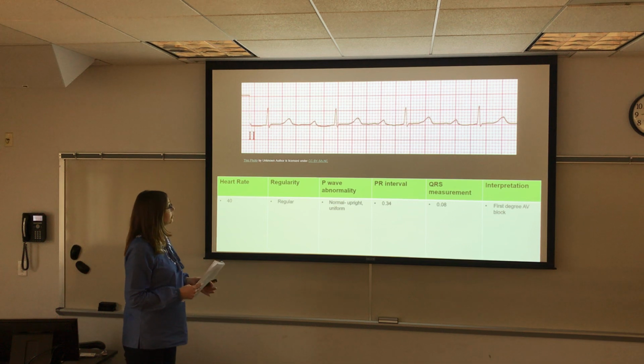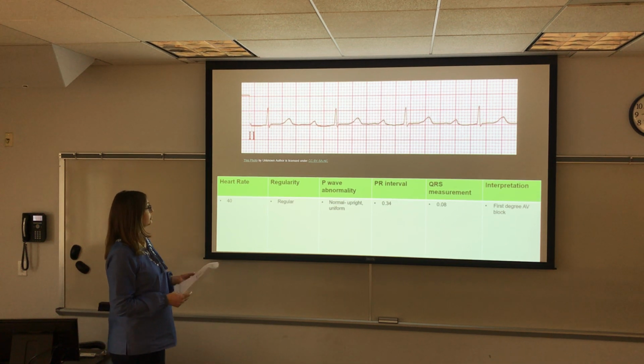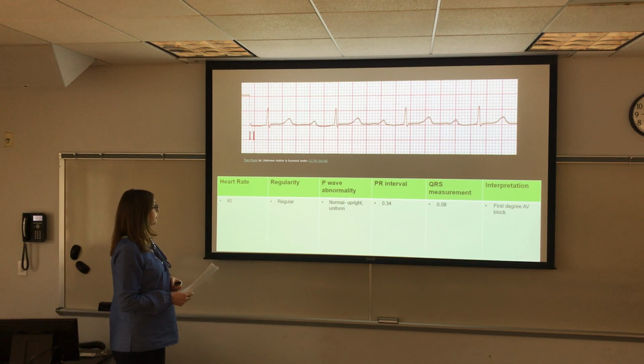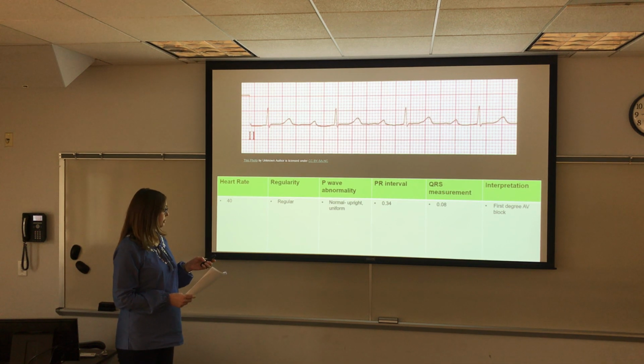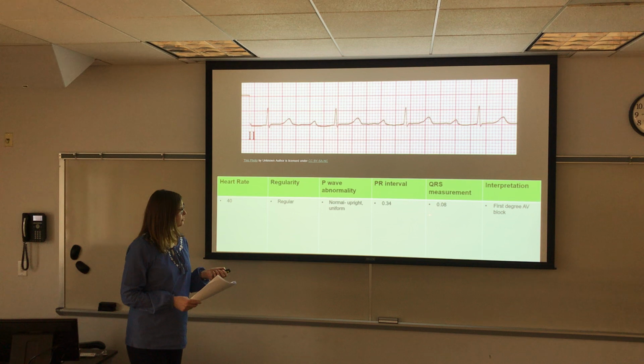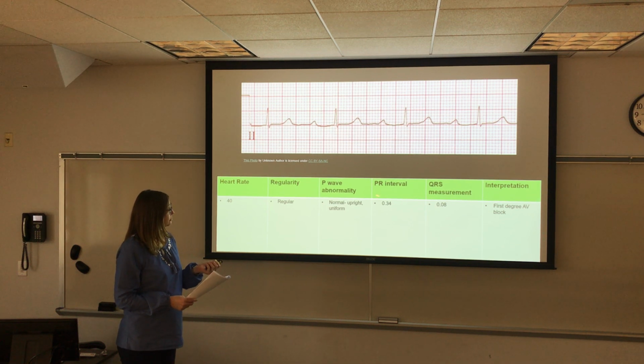Her heart rate is 40. Rhythm's regular. P waves are uniform and upright. The PR interval, though, is 0.34. So right away, we can really see that this is first-degree AV block.